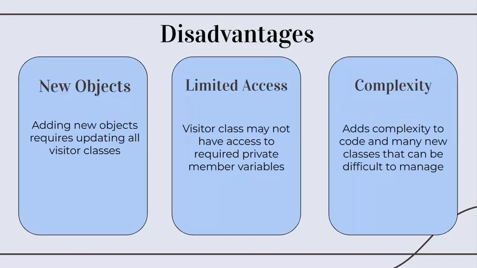Some disadvantages are if you were to add new object types, all visitor classes need to be updated to account for them, which kind of defeats the purpose of this design pattern. Second, visitor classes won't have access to the private variables or methods, so if that information is required, then this design pattern won't work. And finally, since we're adding a lot of classes, such as the visitor interface and the concrete visitors, this increases the complexity of the code and can make it difficult to manage.